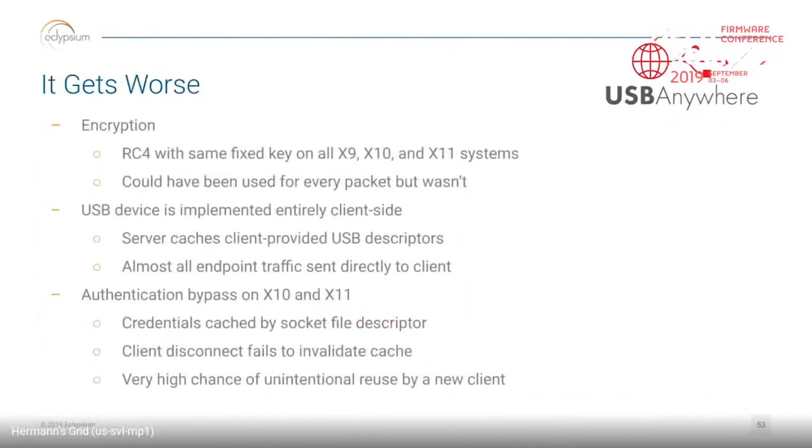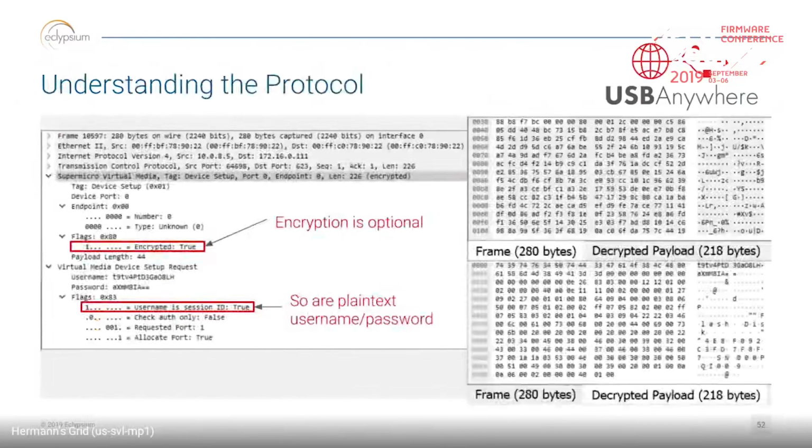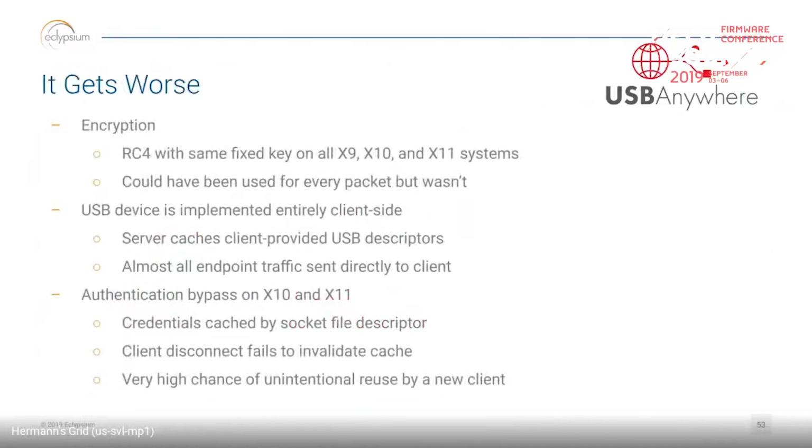But it gets worse. You may have noticed that there were a couple of panes here that show frame and decrypted payload. So we talked about encryption being optional. Well, it's actually RC4, not exactly a stellar encryption algorithm by today's standards. They actually use the exact same key on all of their X9, X10, and X11 BMCs. They just never changed it. And they could have implemented it so that every packet was encrypted, but it doesn't. It only encrypts that setup packet that includes the credentials. Everything else is entirely transparent.